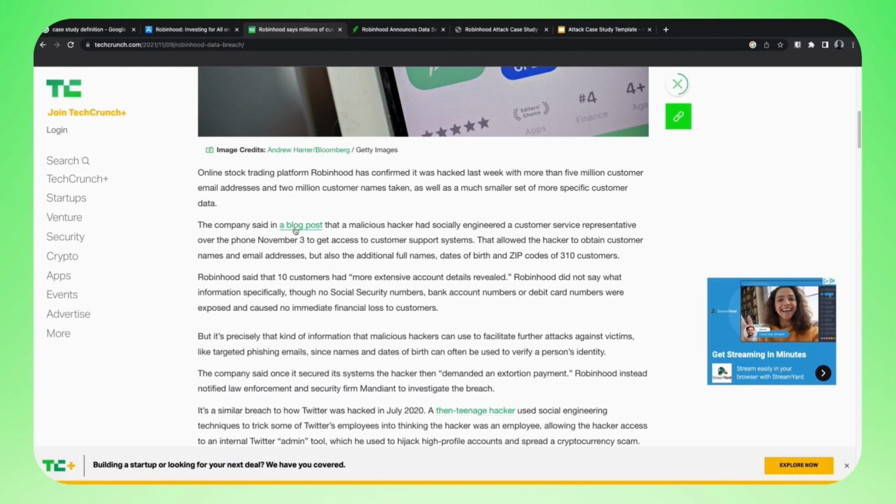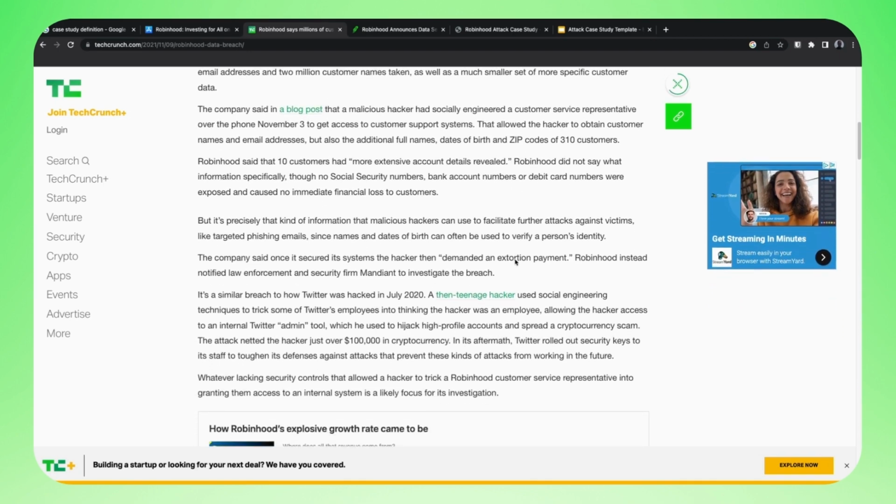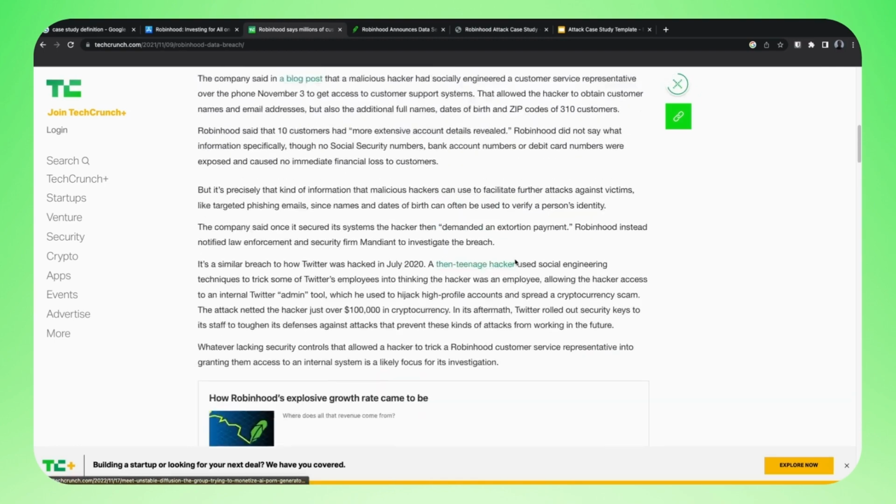The company said in a blog post that a malicious hacker socially engineered a customer service representative over the phone on November 3rd to get access to the customer support system. That allowed the hacker to obtain customer names and email addresses, but also the full names, dates of birth, and zip codes of 310 customers. So that is basically the breach in summary.